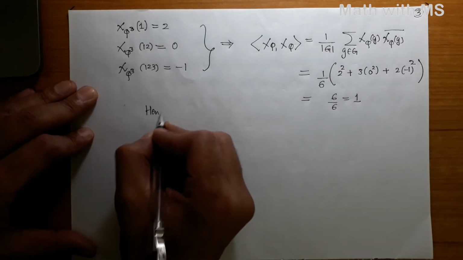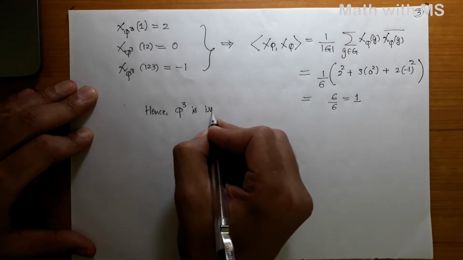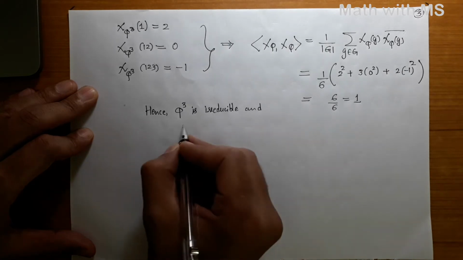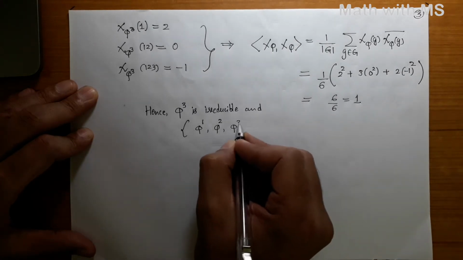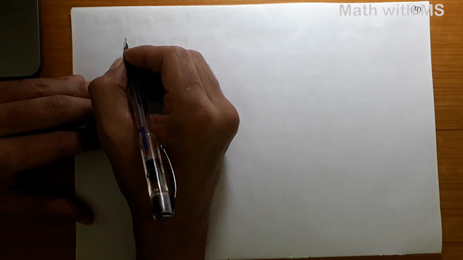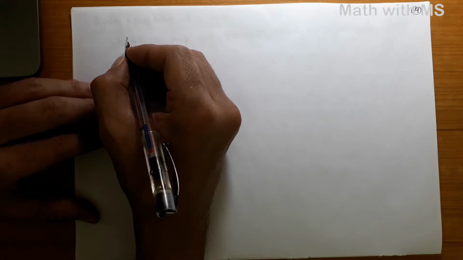Hence phi 3 is irreducible, and phi 1, phi 2, phi 3 form the complete list of inequivalent irreducible representations of S3. Now to prove the main theorem, we need what is called the regular representation of a group.